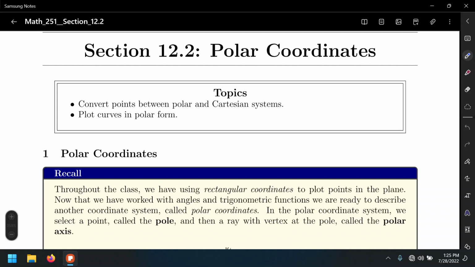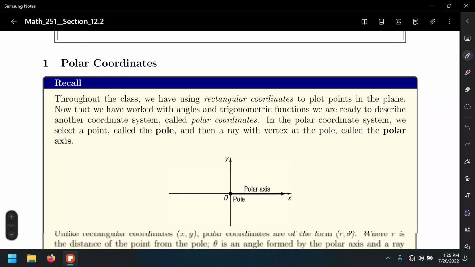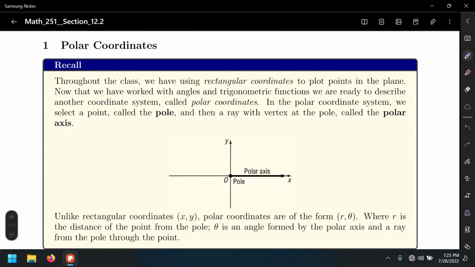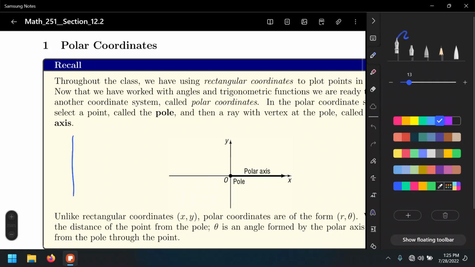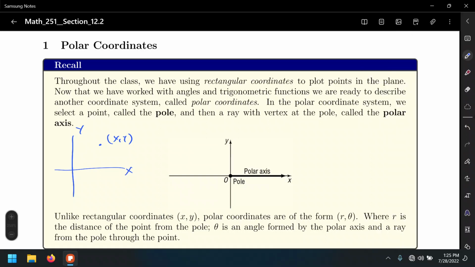So, okay, what is the polar coordinate system? Well, let's describe again what the Cartesian system is. The Cartesian system is simply the XY system. Any point X, Y, they're called ordered pairs because it follows the order X and then Y, all right? So X in the horizontal direction and Y in the vertical direction.